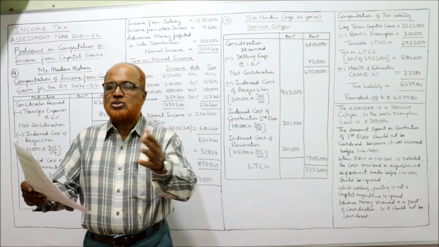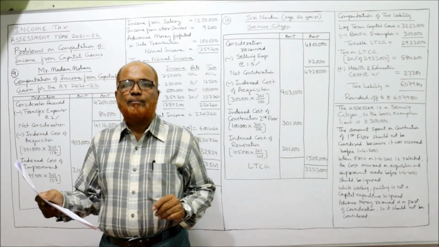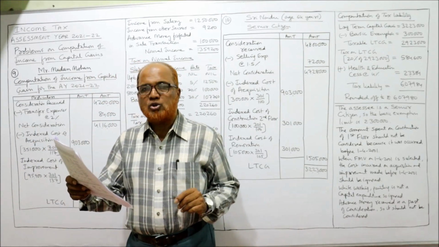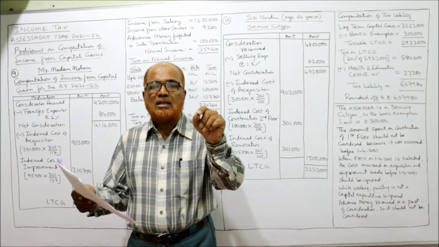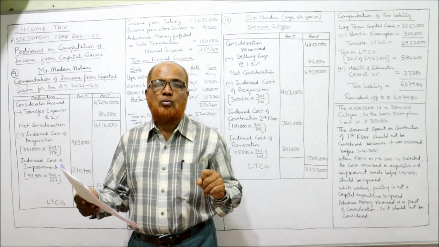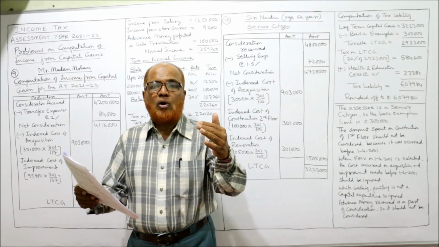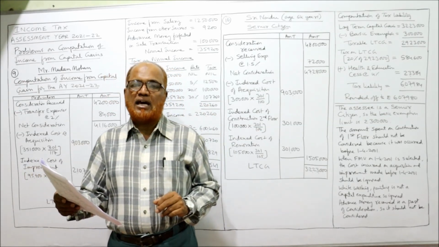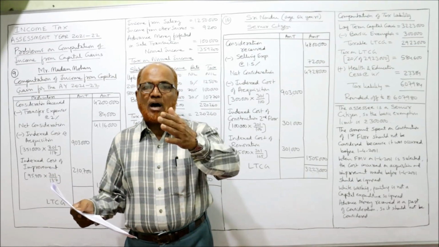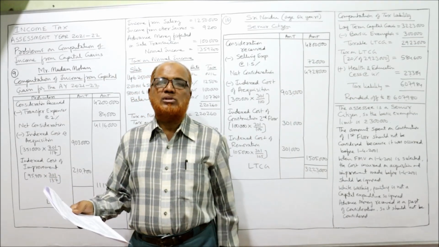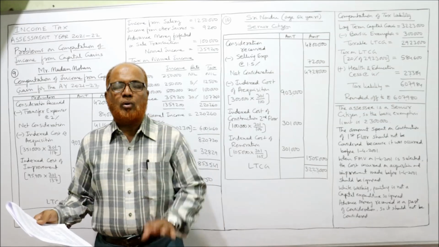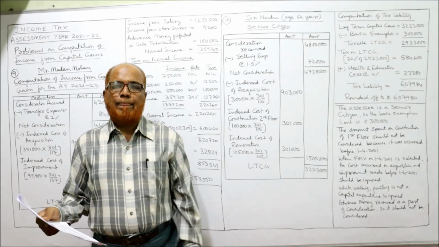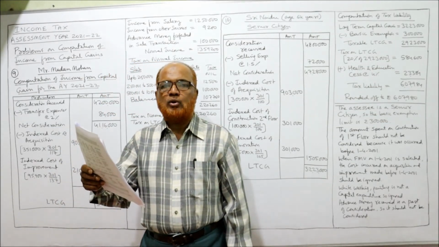The actual cost was 9,100. The building, a house property, was purchased for 9,100 in 1972, and first floor construction was made in 1998-99. These two amounts are before 1/4/2001, so we ignore them. We take the FMV. What is the fair market value on 1/4/2001?